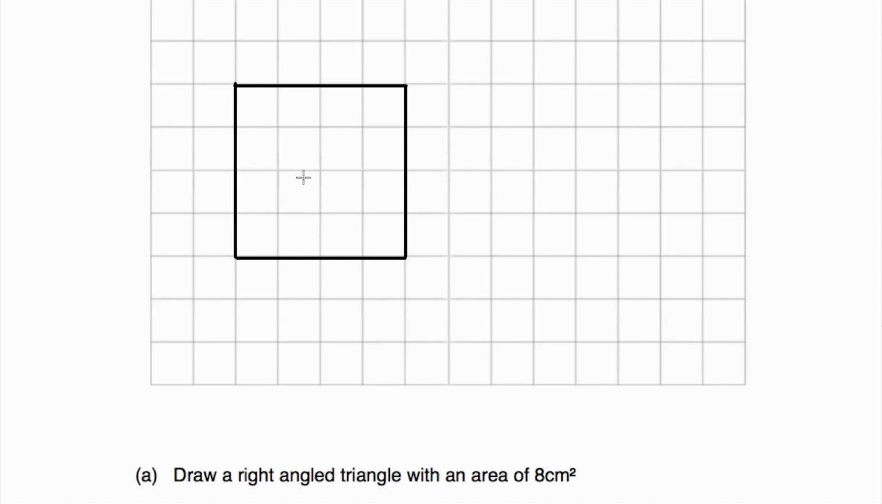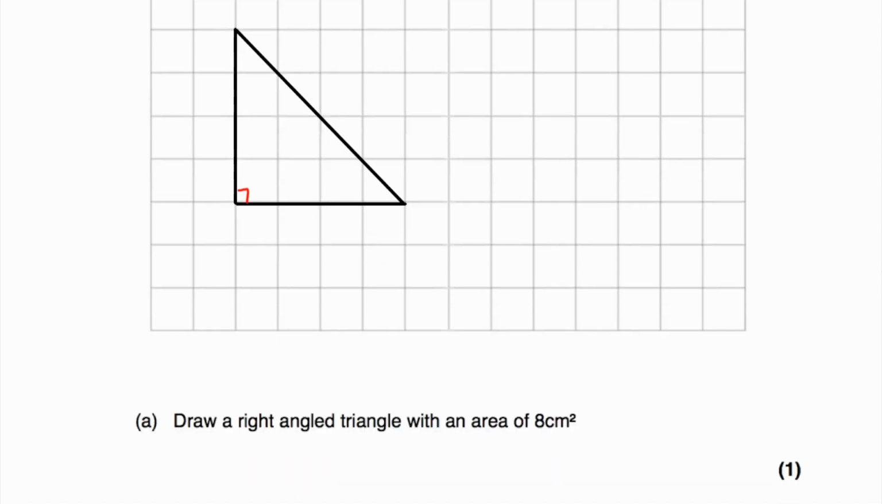Now what I know is that if I chop that square across diagonally, because the area of the whole thing was 16 centimeters squared, the area of this part would have to be 8 centimeters squared, and the area of this part would have to be 8 centimeters squared. So if I just rub out this line, that means that this triangle is a right angle triangle, so it's got a right angle here, and it's got an area of 8 centimeters squared. So that's it. That's the right angle triangle that I'm going to draw that's got an area of 8 centimeters squared.